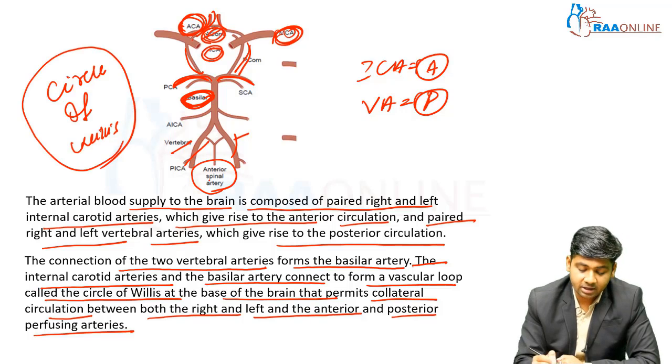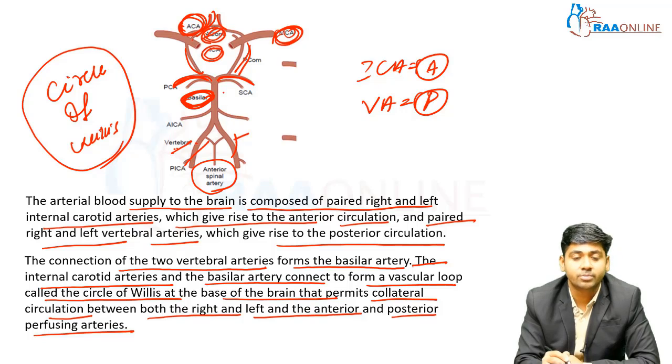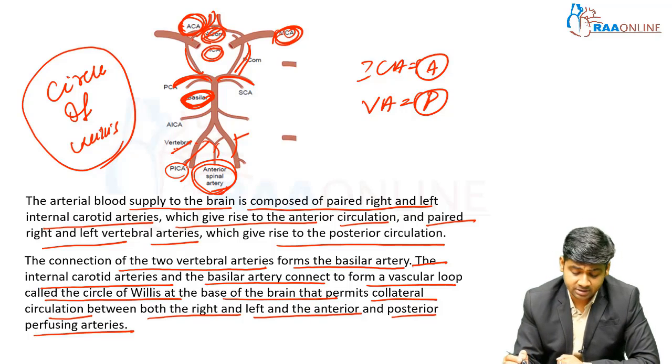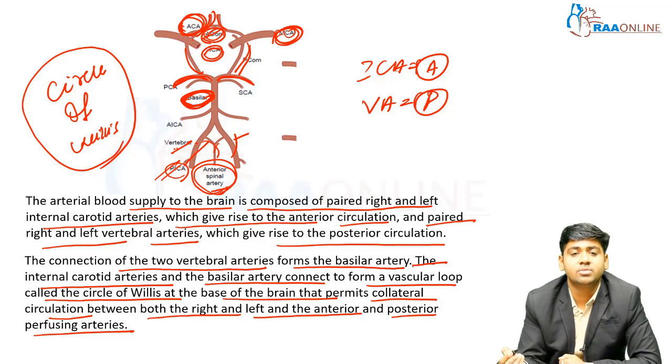The anterior spinal artery also arises from the vertebral artery. When the vertebral artery enters the brain, it gives short branches, and by the combining of these two branches they form the anterior spinal artery. The PICA, the posterior inferior cerebellar artery, also arises as a branch of the vertebral artery.